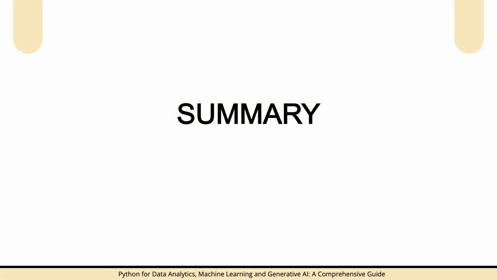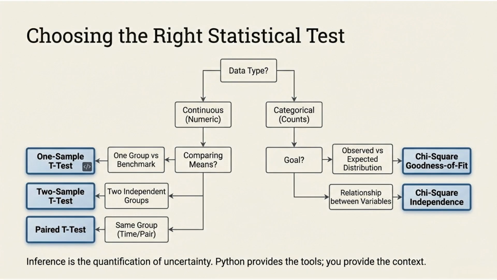Summarizing the session as a decision guide for choosing the correct statistical test. The first question is to ask what type of data do I have. If the data is continuous or numeric, we move towards t-test. If the data is categorical or count based, we move towards chi-square test. For numeric data, ask whether you are comparing means. If you have one group compared to a benchmark, use a one sample t-test. If you have two independent groups, use a two sample t-test. If the same sample group is measured over time, use a paired t-test.